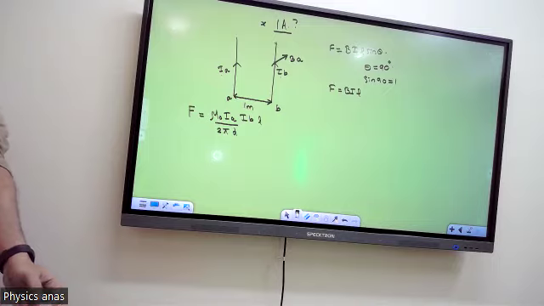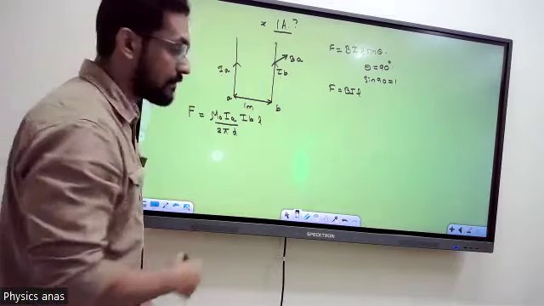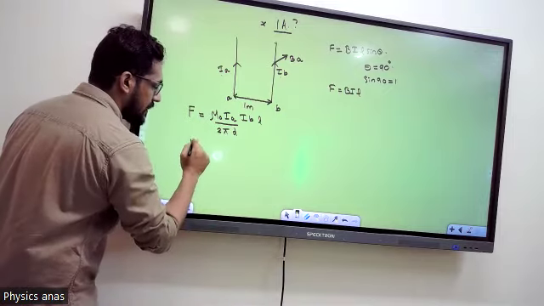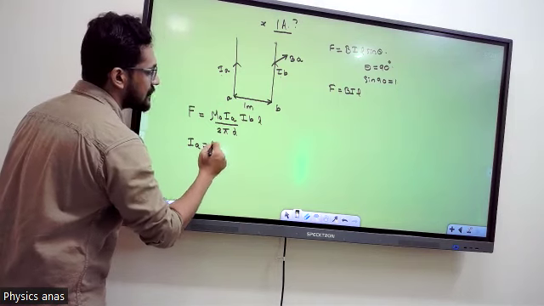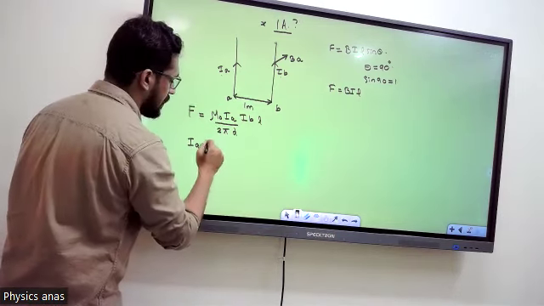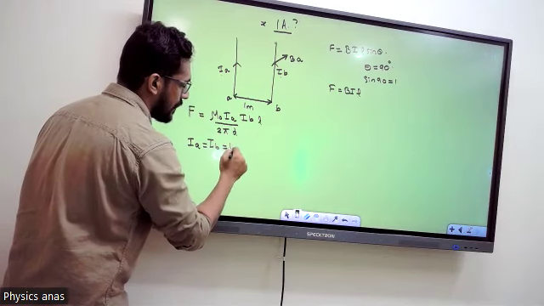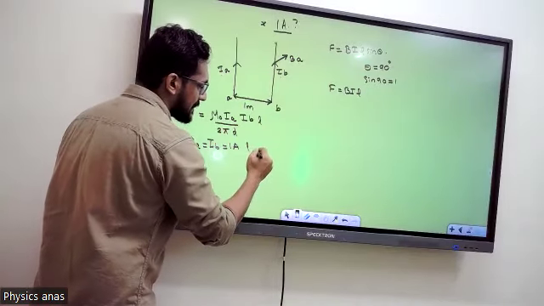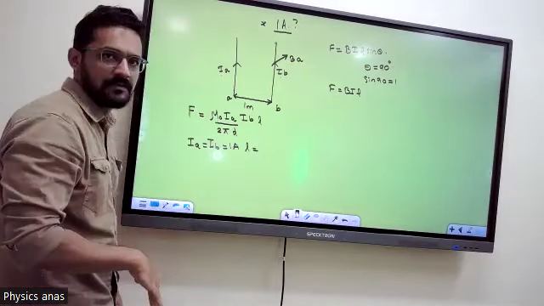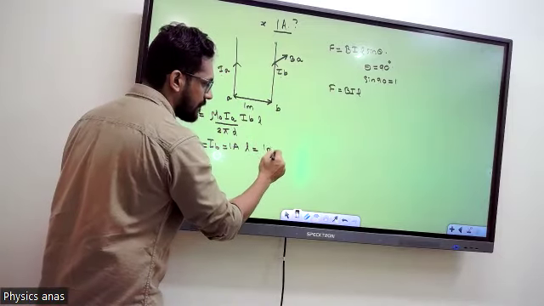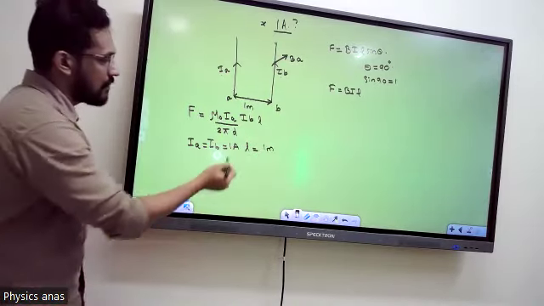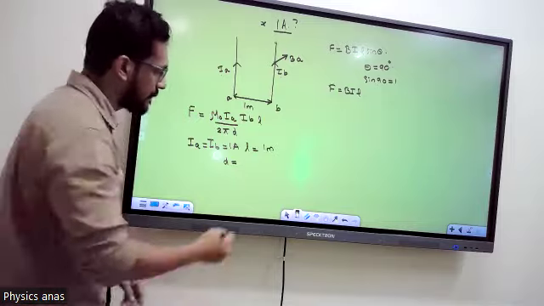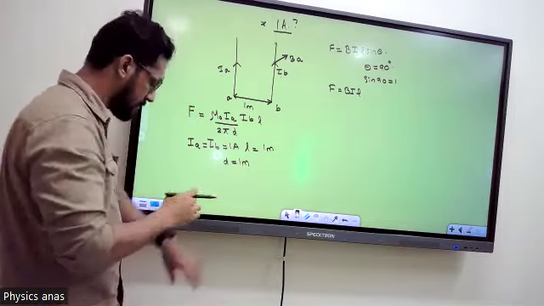And then assume some conditions. The conditions are: if IA and IB are 1 ampere, and L is the length, L is 1 meter. And what about D? D is the distance between them. The distance between them is also 1 meter.